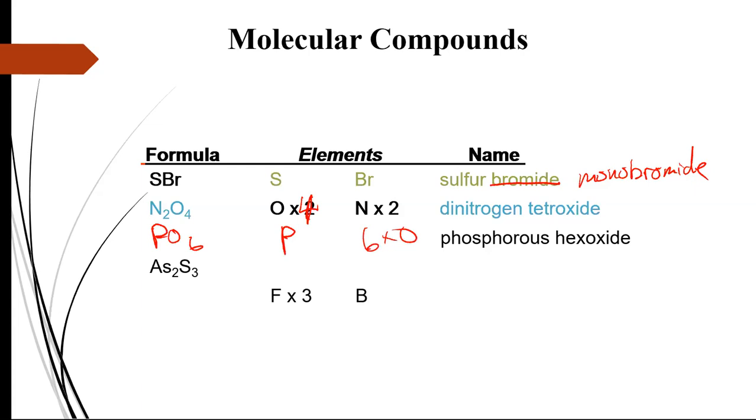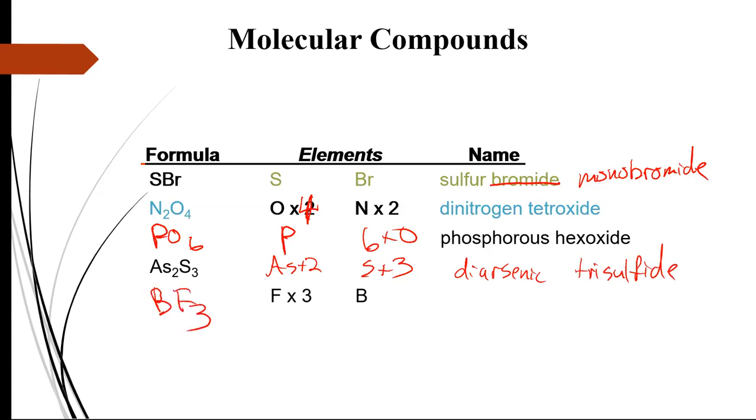This one, we have 2 arsenic. We have 3 sulfurs, so that should be diarsenic trisulfide. And then on this last one, BF3, we should have this as boron trifluoride. So pretty straightforward in making that conversion.